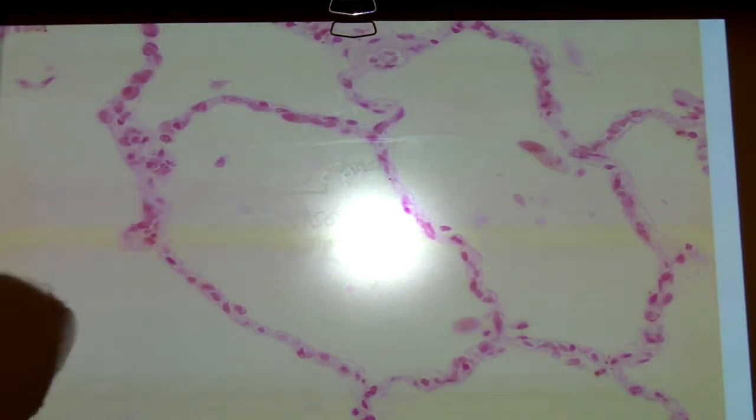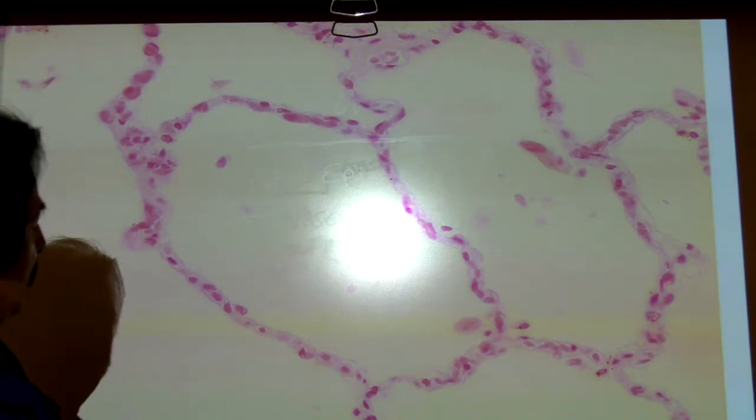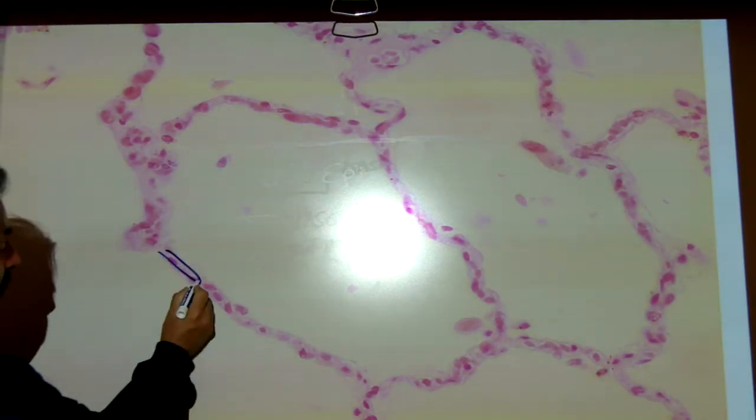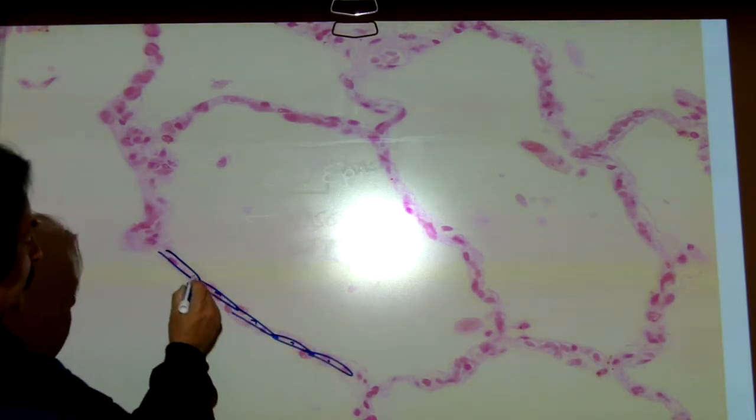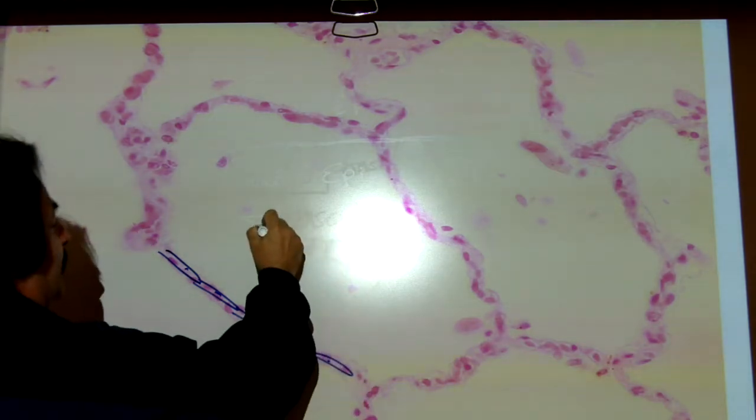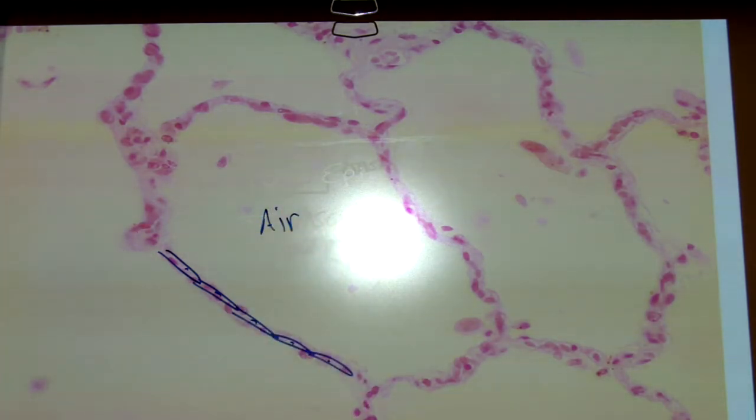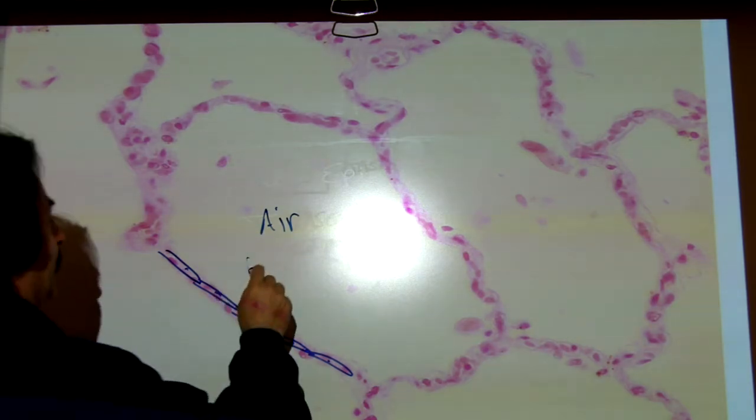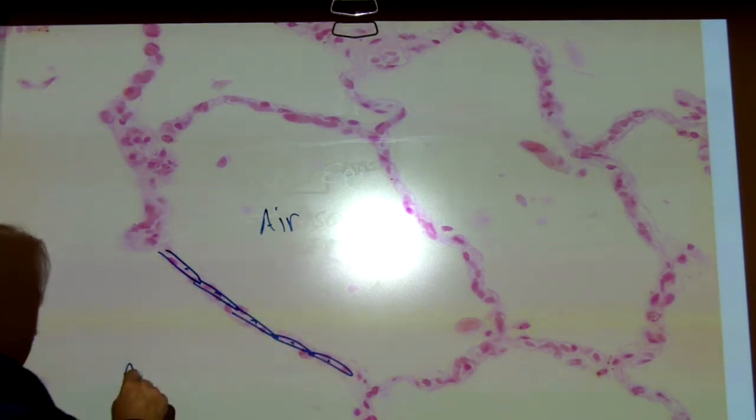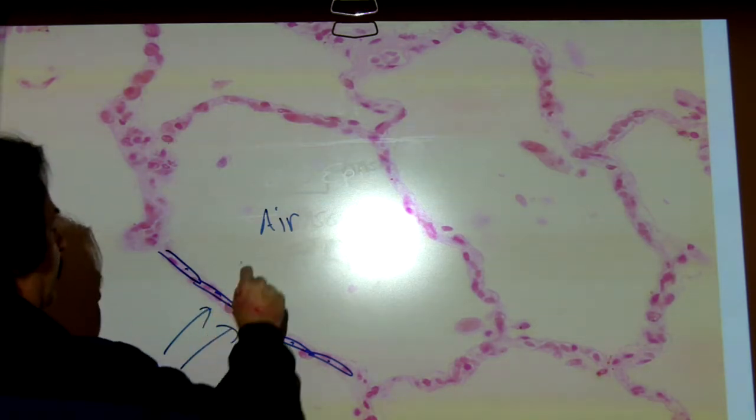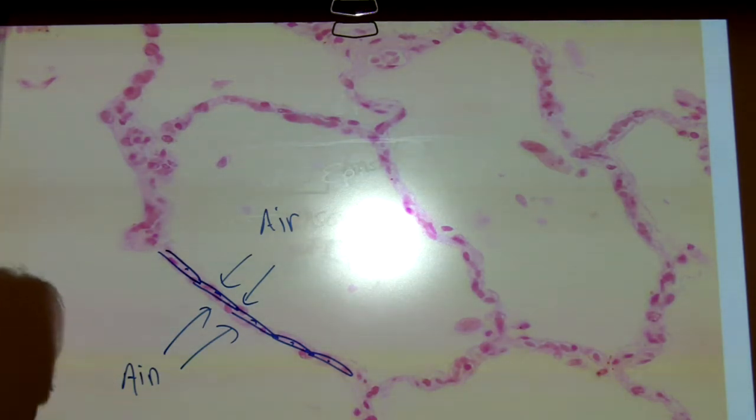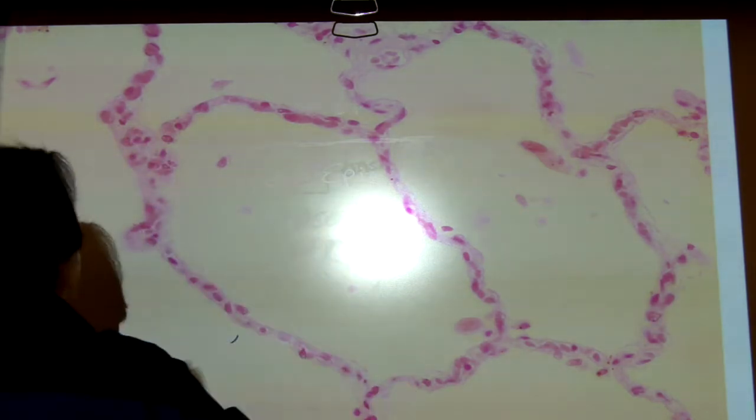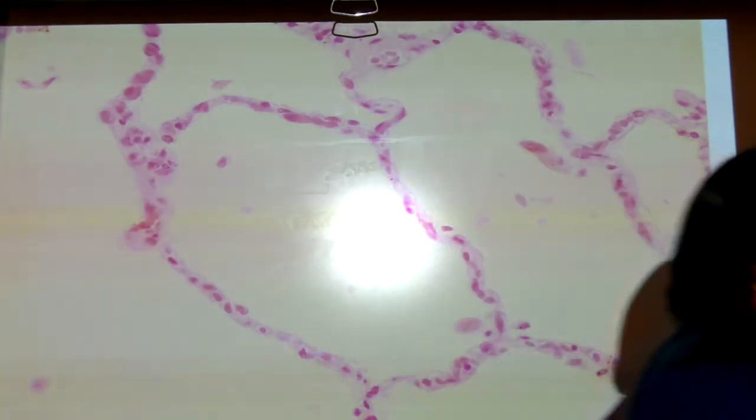If you follow along in your PowerPoint, this is the squamous. And you have nuclei going all the way around here. This is the lumen of the alveoli here, and the reason that you have squamous is because air is putting pressure on these cells, compacting them. So this is an example of simple squamous epithelium. Found where? Yes, in the lung.